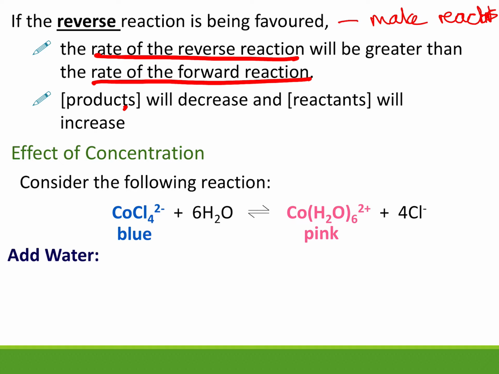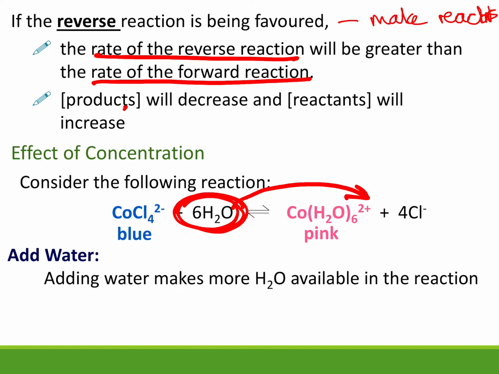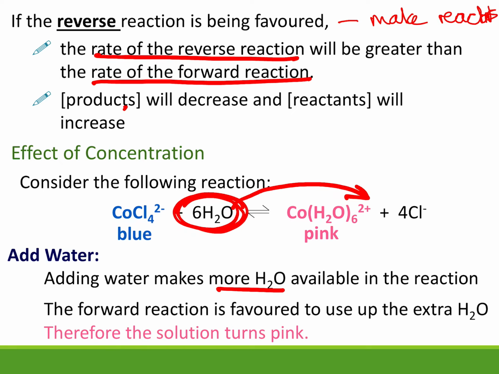So if I add in water, that's the disturbance to your system. The system doesn't like the fact that you've added in water. So what must it do? It must use up the water, and the only way it can do that is to make product. Alright, so adding water makes more water available in the reaction. The forward reaction will be favored to use up the extra H2O, so my solution will turn pink because I have lots of product left.